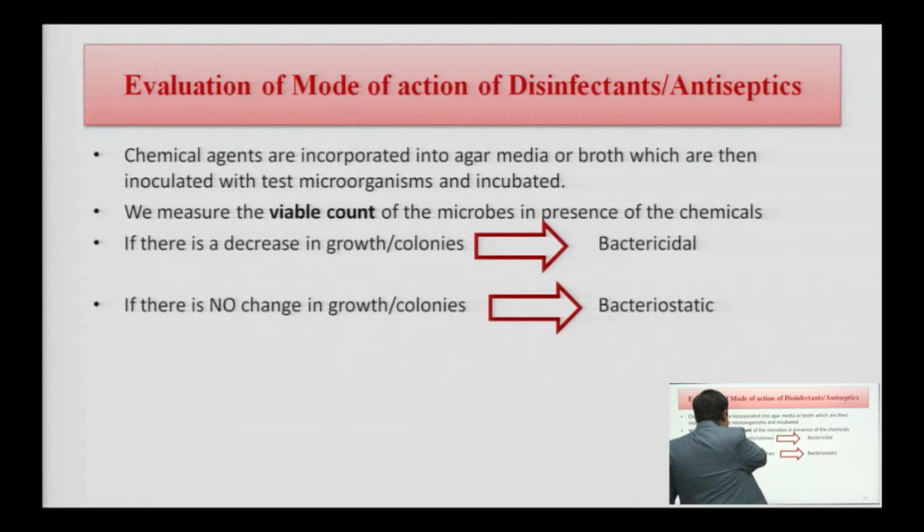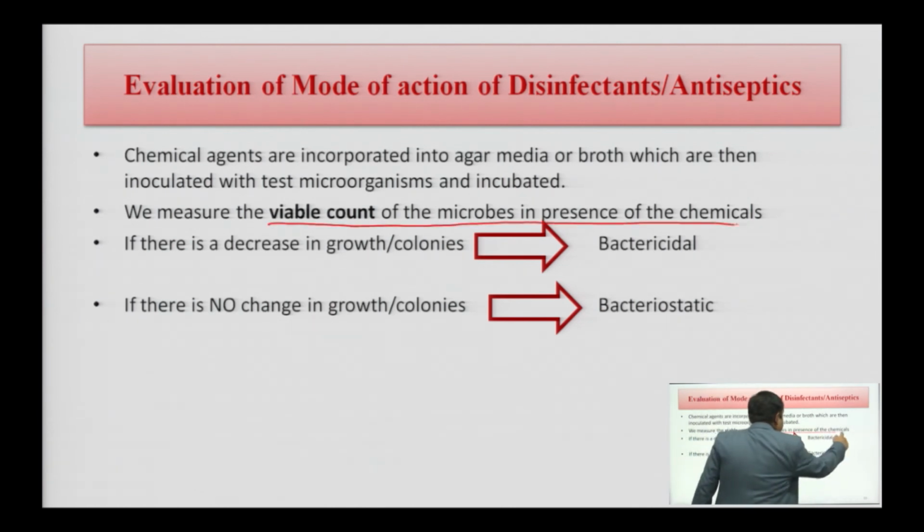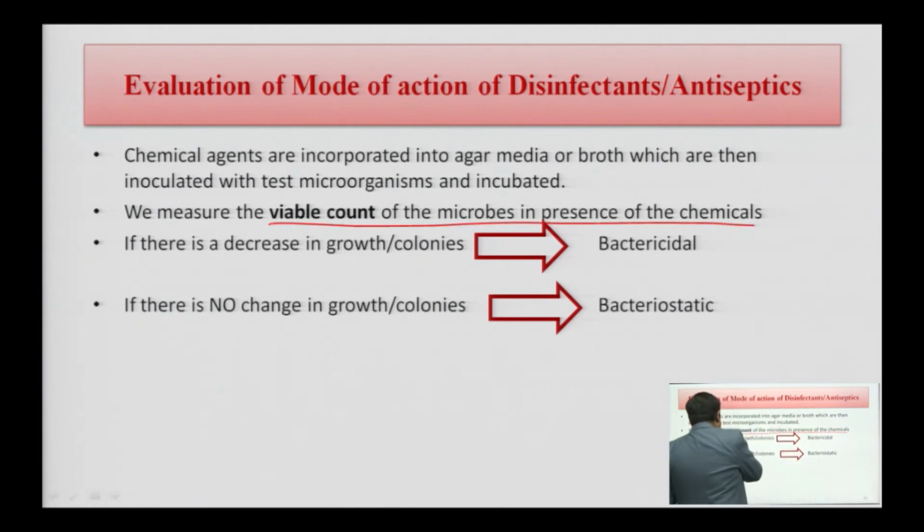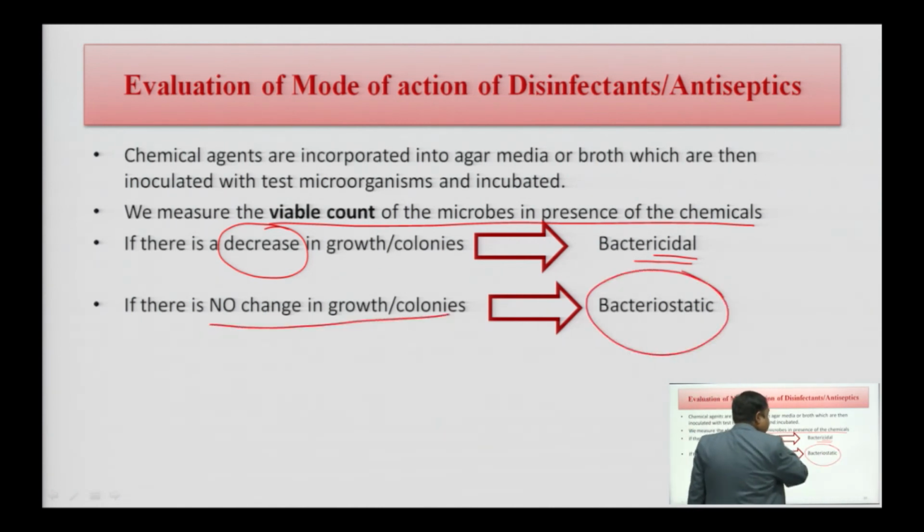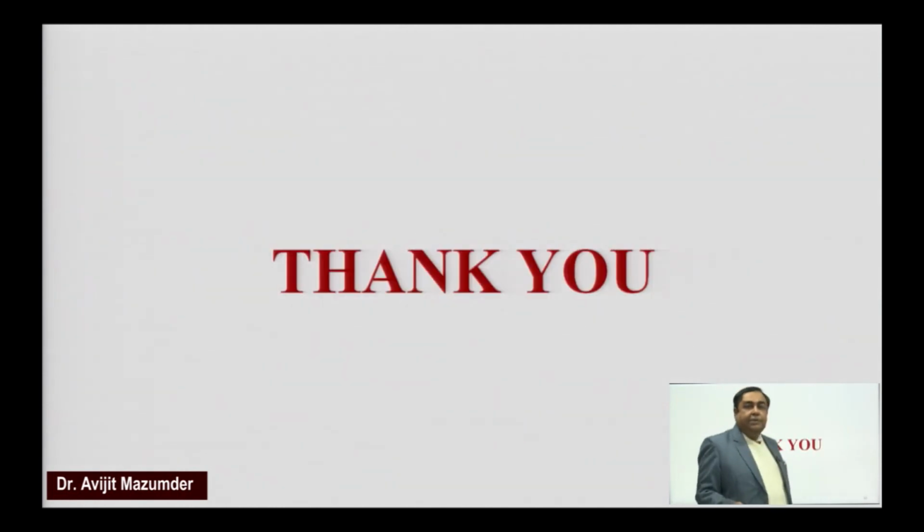We measure the viable count of the microorganism in the presence of the chemical, which is incorporated in agar media or broth, inoculated with the test organism and incubated. If there is a decrease in the microorganisms, we call it a bactericidal agent. If there is no change in the growth of the colony, we call it a bacteriostatic agent.